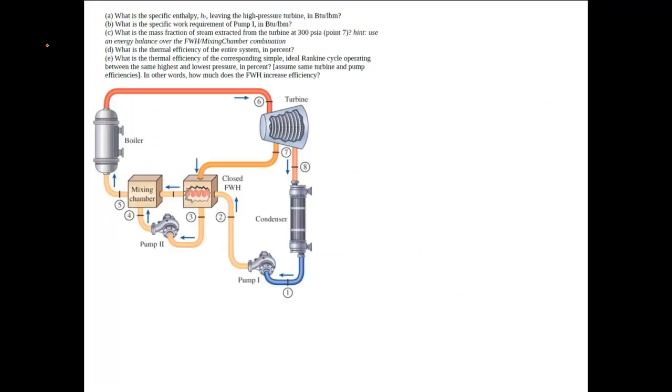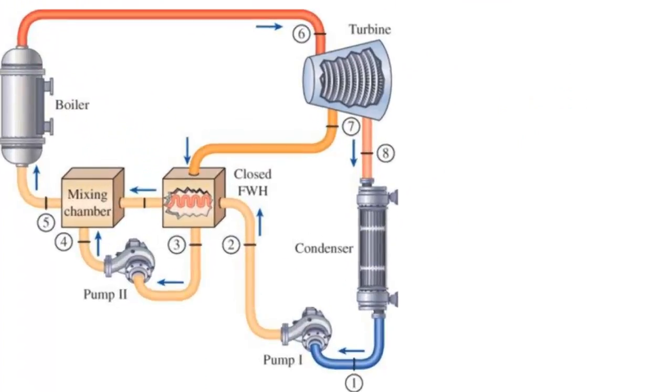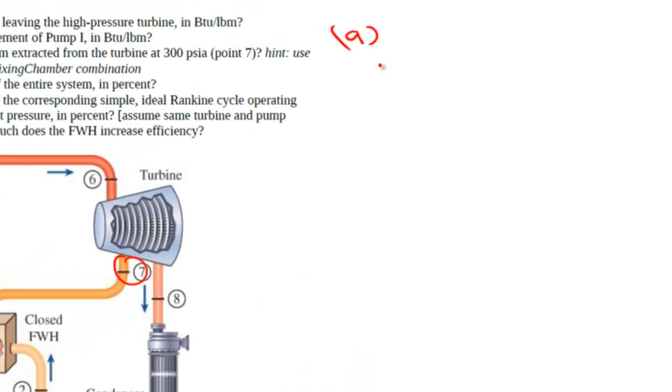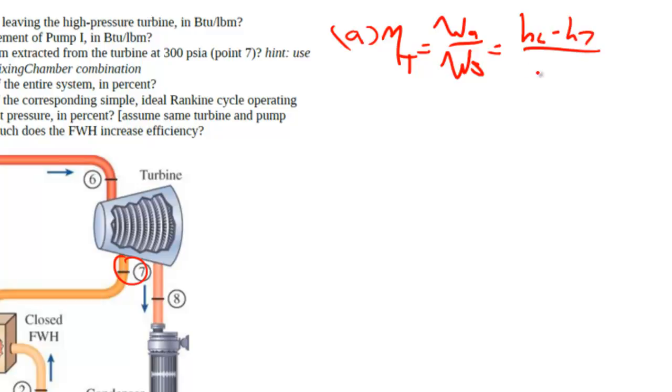Okay, so now let's look at problem 2. This is of the Rankine cycle. The first part of the problem asks what the specific enthalpy H7 is, leaving the high pressure turbine. So that's this point right over here, midway through. In this problem, we're also given the efficiency of a turbine. This is done similar to the last problem, where we've got the actual work over the isentropic work, but now we don't have an ideal gas. So this will simply be H6 minus H7 over H6 minus H7S.